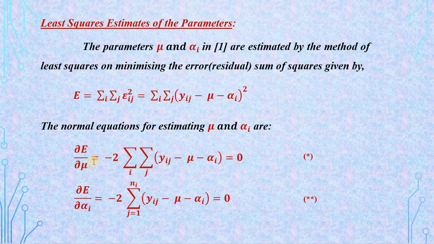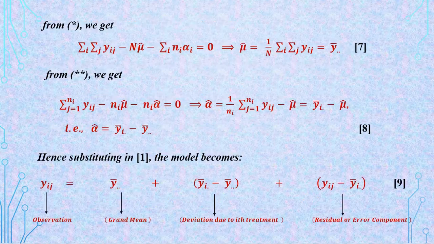So the first normal equation is del E by del mu = minus 2 double summation (yij minus mu minus alpha i) = 0. And the second normal equation is del E by del alpha i = minus 2 summation j from 1 to ni (yij minus mu minus alpha i) = 0.